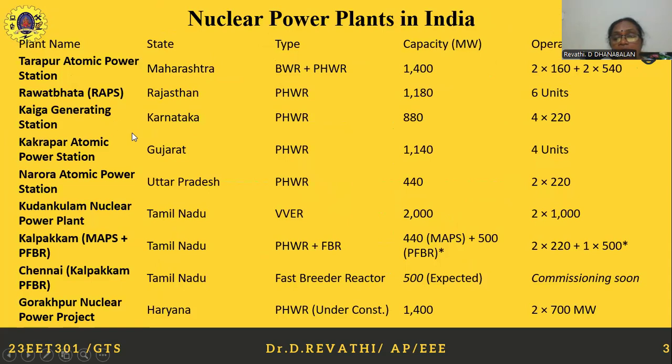And Kalpakkam has 440 MAPS and 500 PFBR. I think they are operational, and they are planning 2 units of 220 plus 500 megawatts. Kalpakkam is a fast breeder reactor type of plant, and its capacity is 500. The remaining power plants we discussed in the last class.